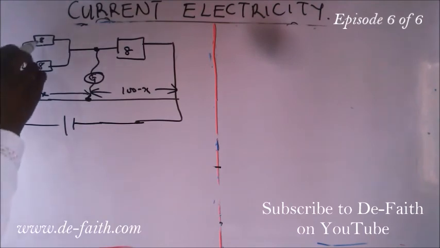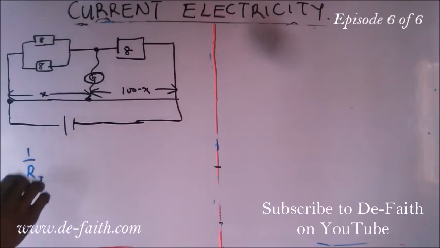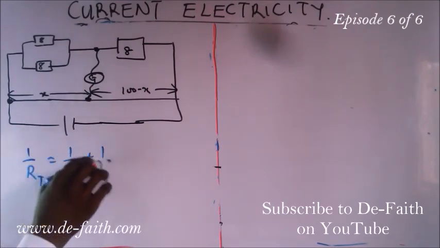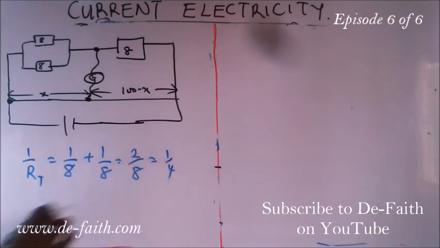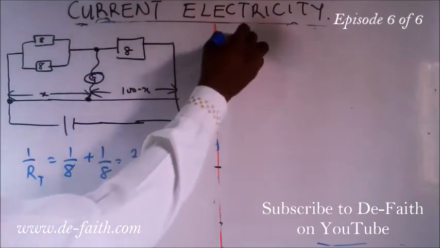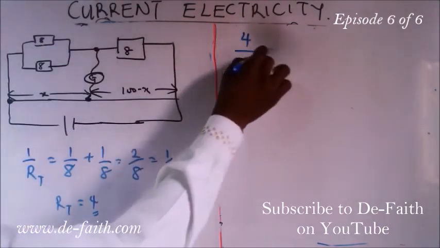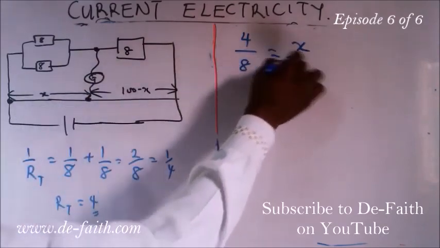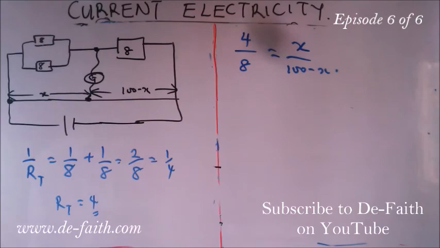So what we'll do first is to find the total resistance in this parallel resistor. So we have 1 over RT equal to 1 over 8 plus 1 over 8. So we have 2 over 8, and that gives us 1 over 4. Hence our RT equal to 4. So we have it that 4 over 8 here equal to x over 100 minus x. So this is how we apply the formula.